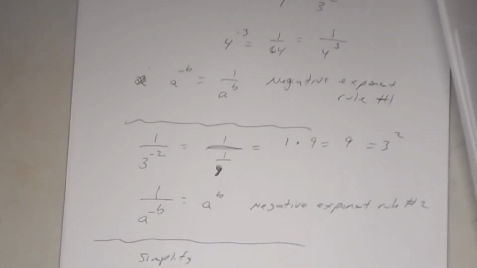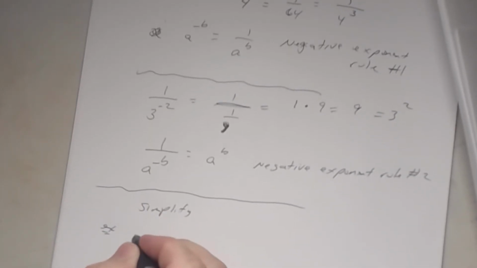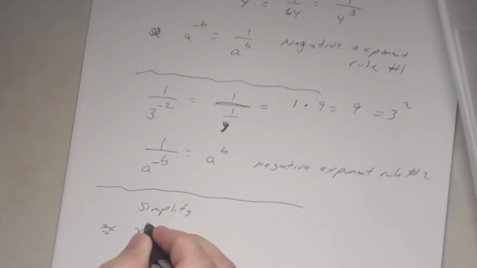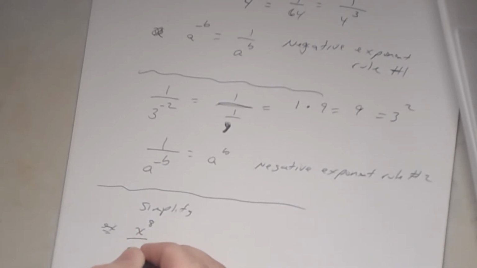Okay, so I'm going to just write this example for right now. What if I had x to the 8th power divided by x to the negative 2nd power? Let's start with this for right now. What rule can I use here?